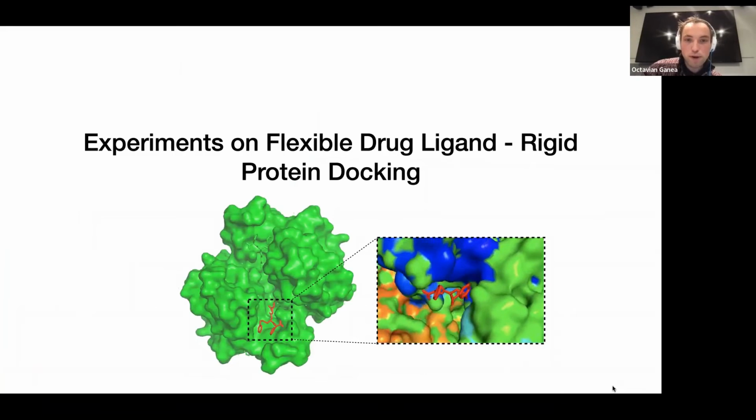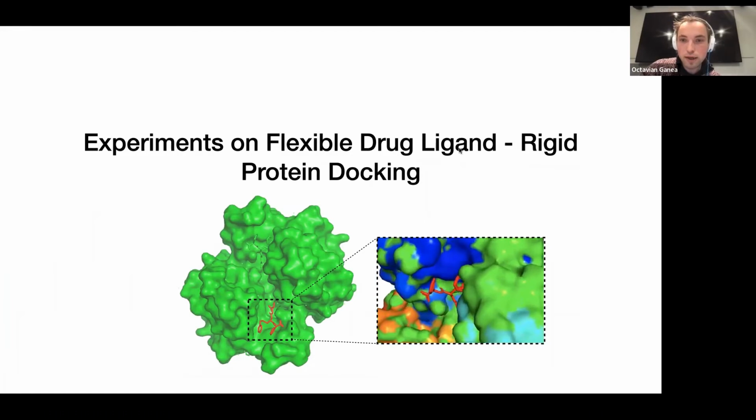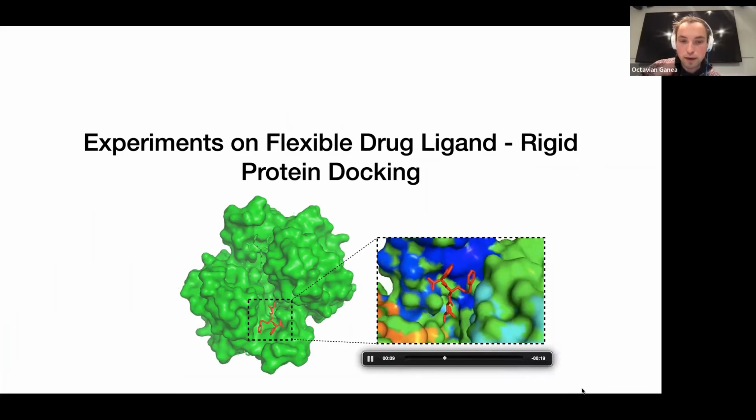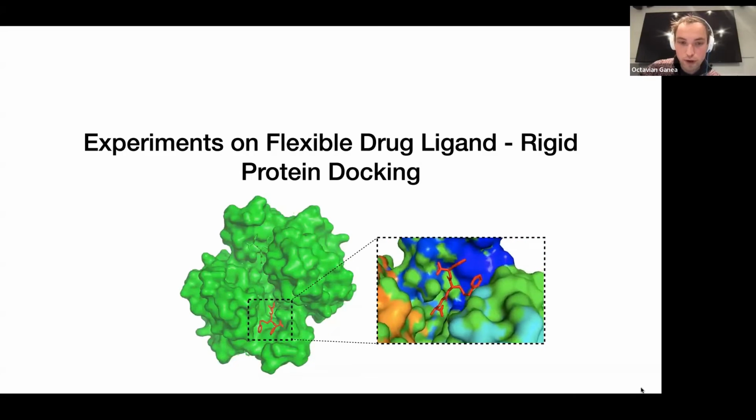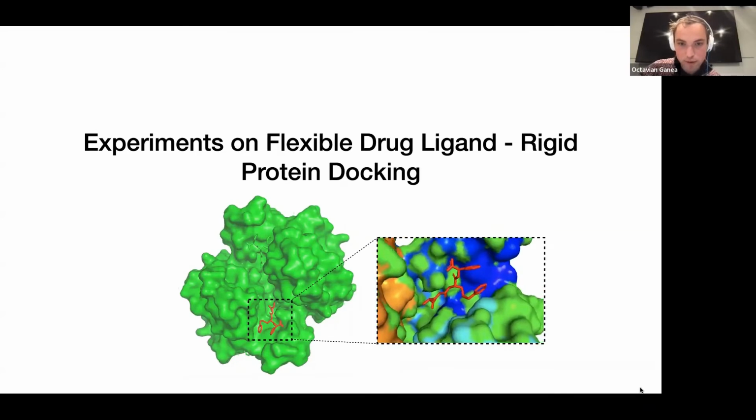So let me first show experiments on flexible drug ligand to rigid protein docking. Again, this is blind docking, so it has no assumption of where the binding site is, which is actually very important for many downstream problems.